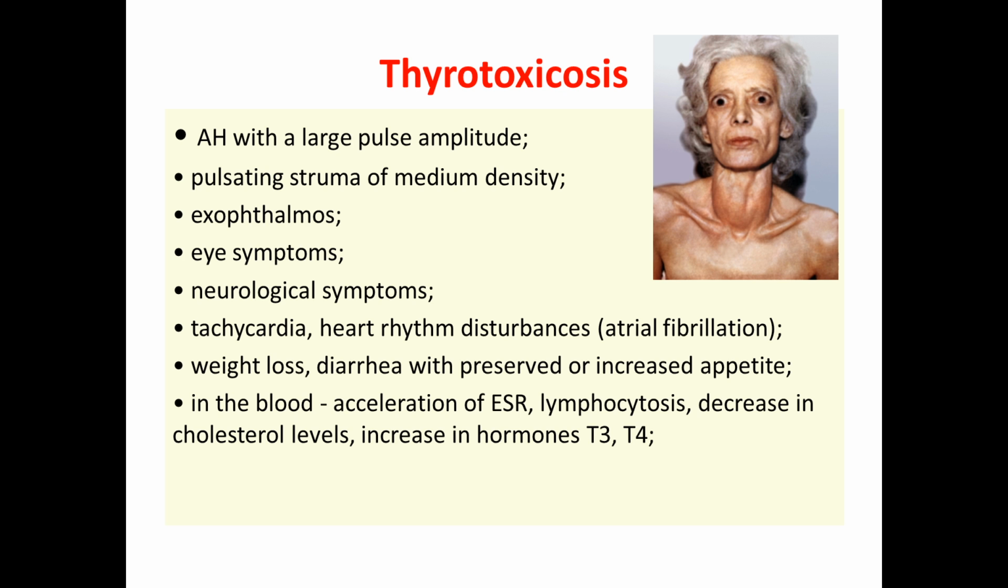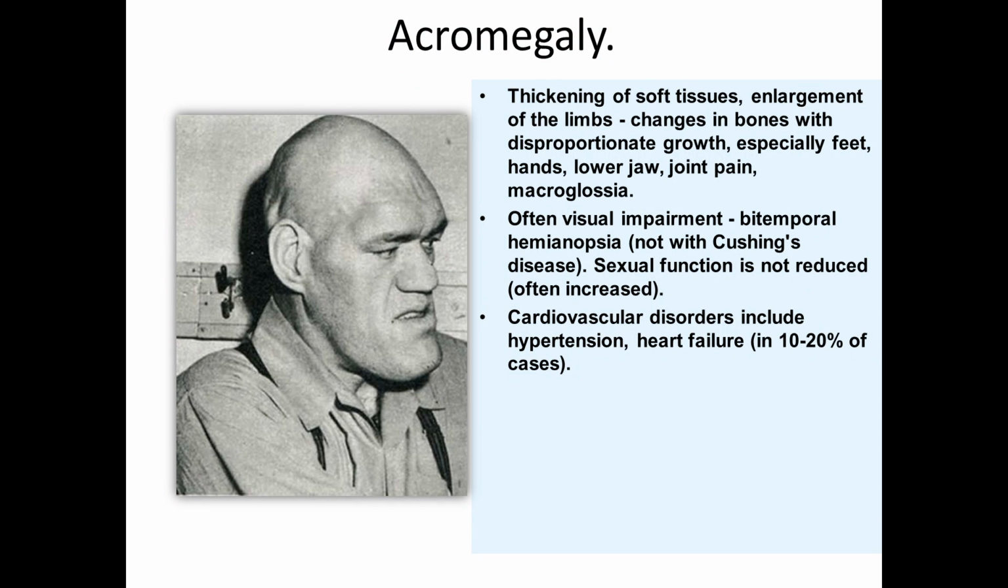pulsating struma of medium density. Also for these disorders, for example Graves disease, characteristic are exophthalmos, eye symptoms, and neurological symptoms, and tachycardia, heart rhythm disturbances, atrial fibrillation for example. Because of increased metabolic rate, our patient will lose weight. Also, activation of metabolic rate causes diarrhea, and in blood ESR increases, and of course in blood T4 and T3 levels will be increased, and TSH level decreased. Next reason is acromegaly.